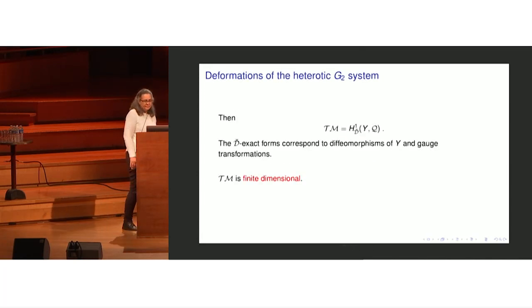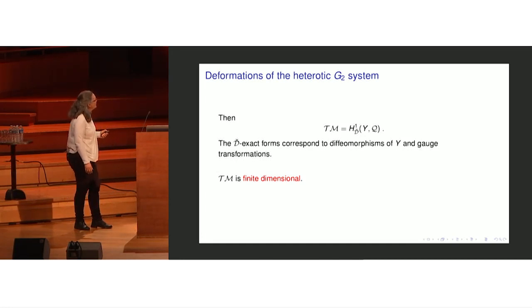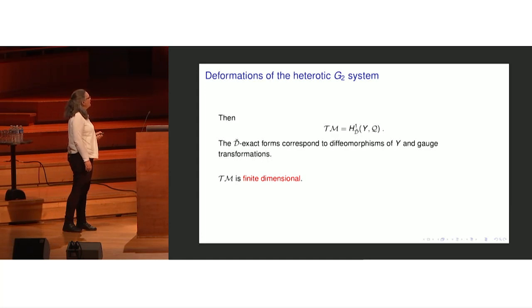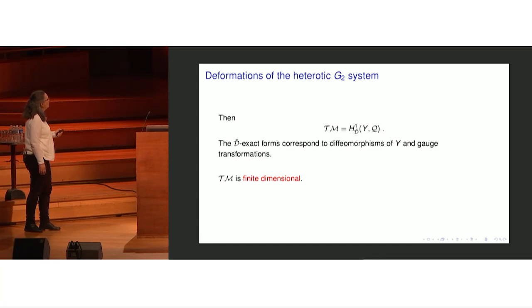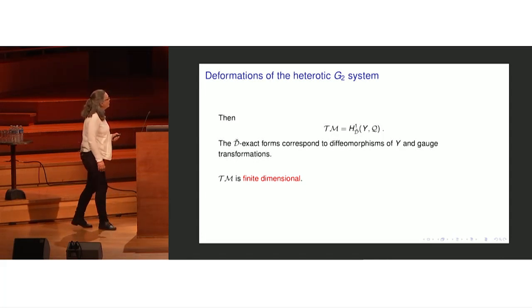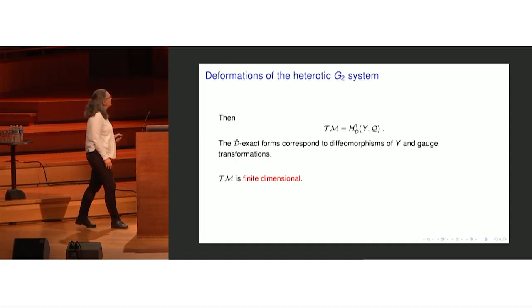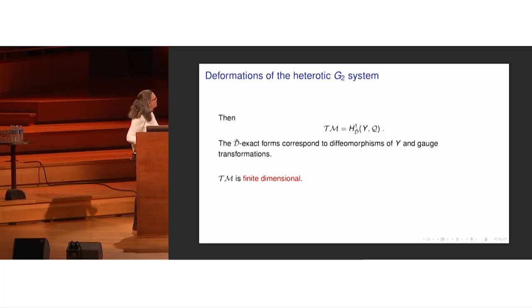So then the tangent space to the moduli space, infinitesimal deformations, correspond to the first cohomology of this operator on Y with values in Q. And we also prove that those forms that are D-check exact correspond to diffeomorphisms of Y and gauge transformations. Moreover, we proved that this is finite dimensional. We went through a whole story about these operators being elliptic and so on. So this is in fact a finite dimensional space as long as Y is compact, of course.